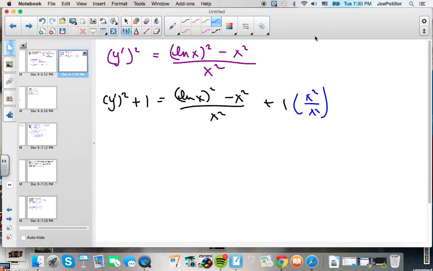And from there, we can do ln of x squared minus x squared plus x squared, over x squared, because it's the same on the bottom.